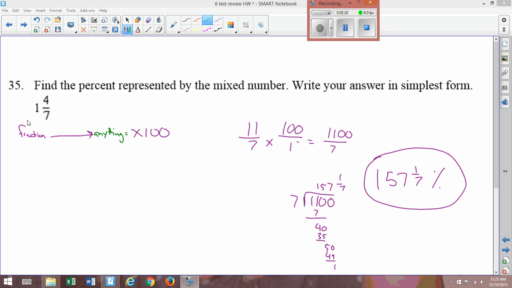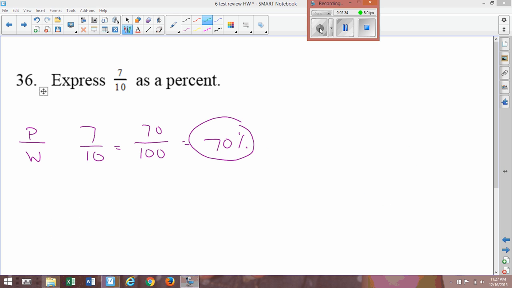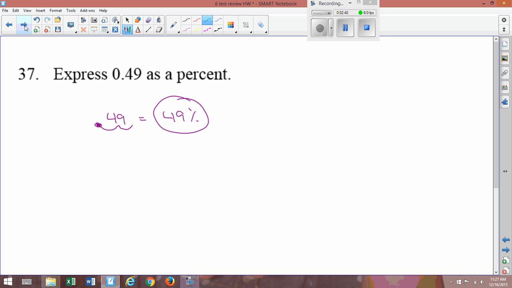The other way of doing this is you know that the 1 is equal to 100%, and then just change 4/7 to a percent over 100. And that will come out to 57 and 1/7. Express 7/10 as a percent. That's going to be 7 over 10 equals 70 over 100, which is 70%.